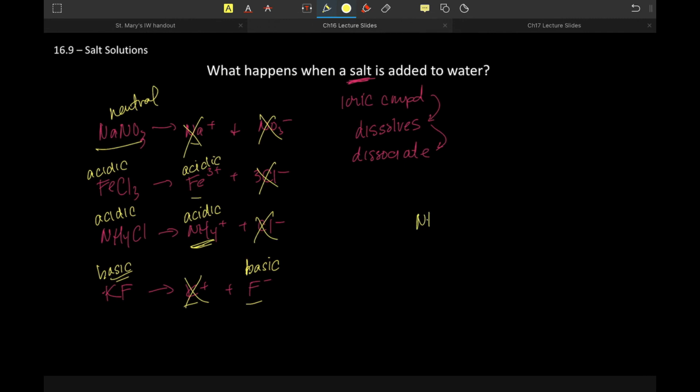which then by extension, if we had something like NH4 fluoride, we have something that is acidic, we have something that is basic, which means that we would have to consider what their respective K values are. As in, we would have to look at the Ka of that and the Kb of this, and whichever is greater, that's what it will be more of. Yes, does that make sense? That's what the pH of the solution will more reflect.